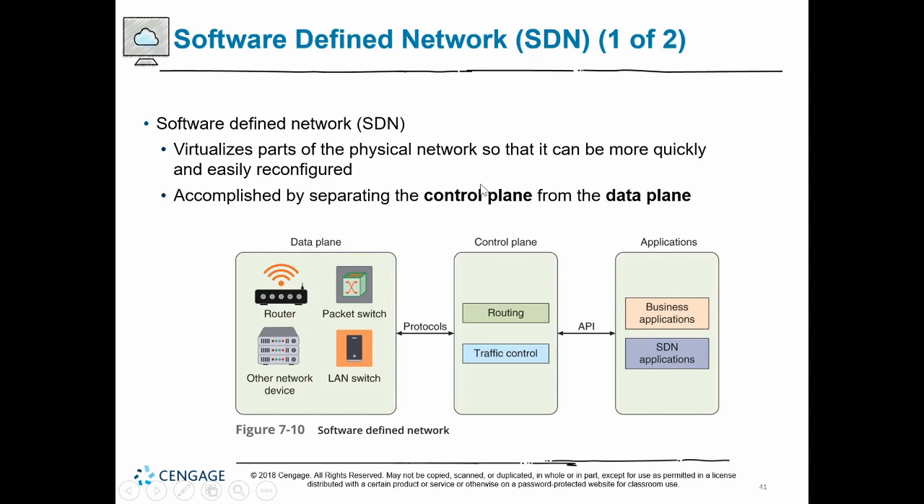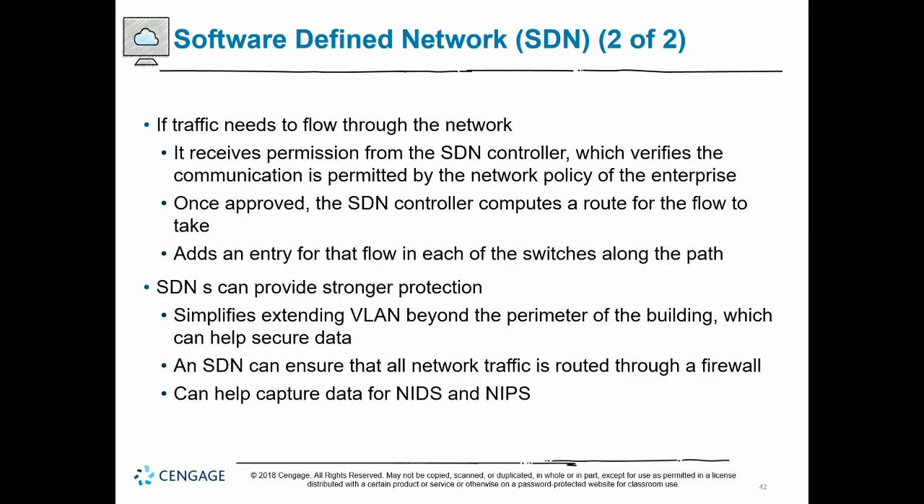Okay, so a software-defined network virtualizes parts of the physical network so that it can be more quickly and easily reconfigured, accomplished by separating the control plane from the data plane. If traffic needs to flow through the network, it receives permission from the SDN controller, which verifies the communication is permitted by the network policy of the enterprise. Once approved, the SDN controller computes a route for the flow to take. It also adds an entry for the flow in each of the switches along the path.